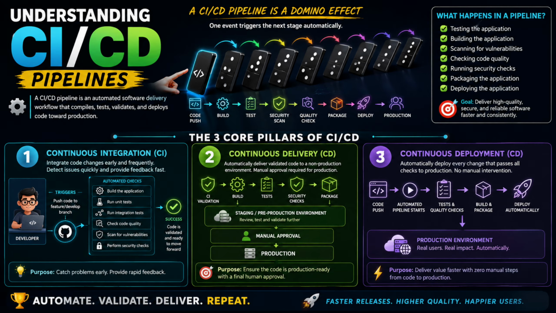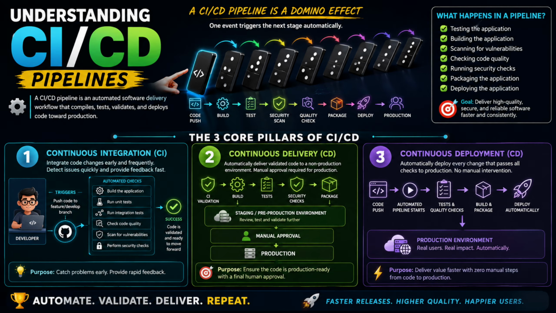A pipeline, the analogy of a domino, means that it must trigger something automatically using pipeline tools and everything. That includes stages: testing the application, building the application, scanning for vulnerabilities, code quality, all of those. These are the requirements that an application needs to fulfill, which in the past was done manually. Now to automate those processes, it is used as a pipeline.